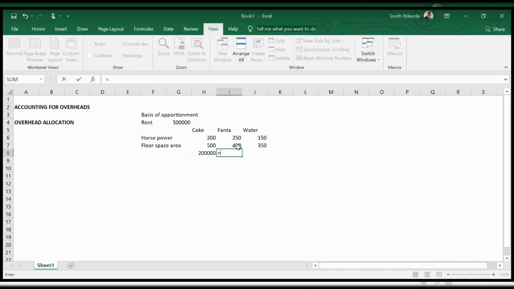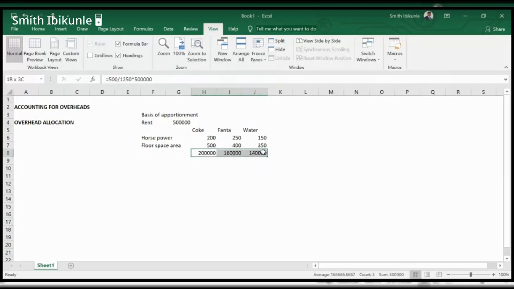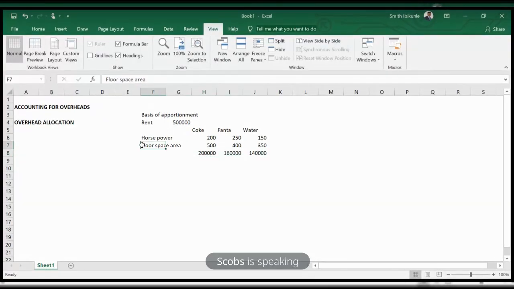Use the same thing for Fanta. Fanta will be 400 over 1,250, then multiplied by 500,000. Fanta will be 160,000. What about water? Water will be 350 over 1,250 times 500,000. Water is 140,000. So if you add everything up together, you discover this is 500,000. So we have shared this exactly using floor space area. This is overhead apportionment.